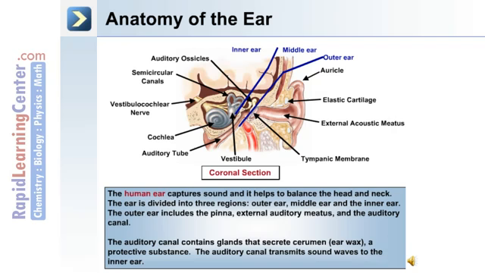The ear itself is divided into three regions: the outer ear, the middle ear, and the inner ear. The outer ear includes the pinna, external auditory meatus, and the auditory canal. The auditory canal contains glands that secrete cerumen or earwax, which is a protective substance. The auditory canal transmits sound waves to the inner ear from the external environment.